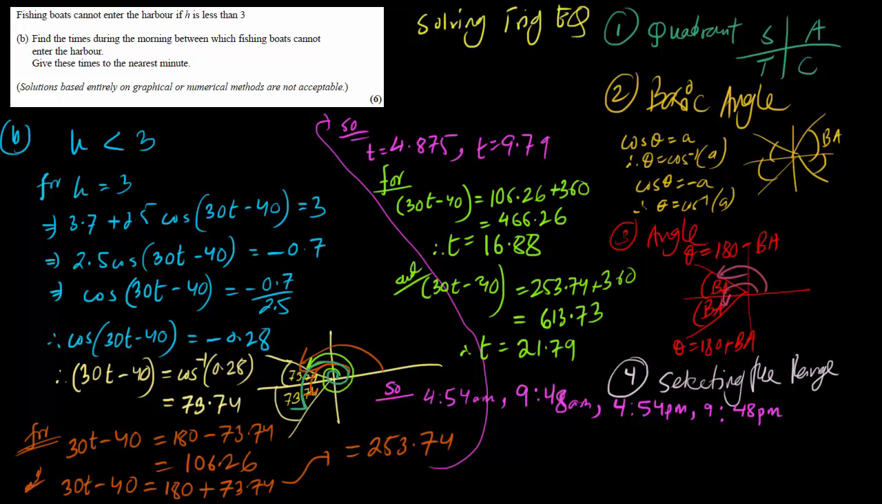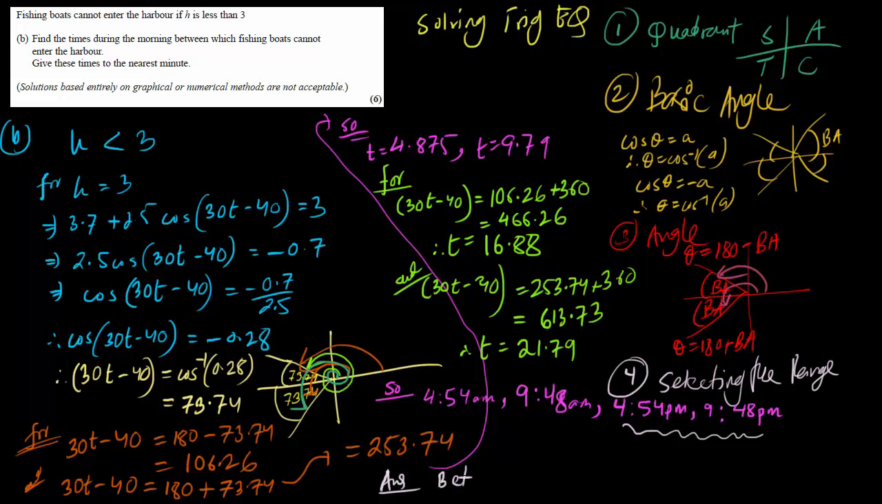So the conclusion. Let's read the question one more time. Find the times during the morning between which fishing boats cannot enter the harbor. Give these times to the nearest minute. So we didn't have to do these in the answer. We just need the time in the morning.